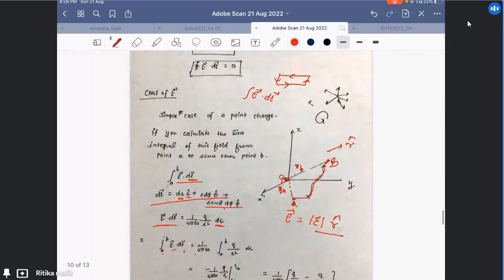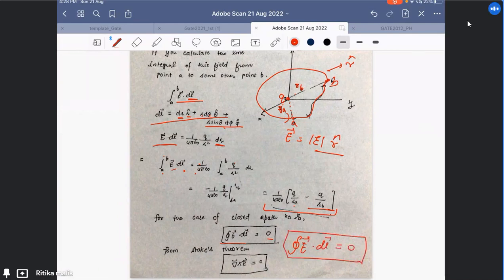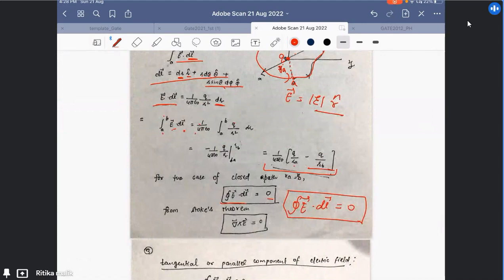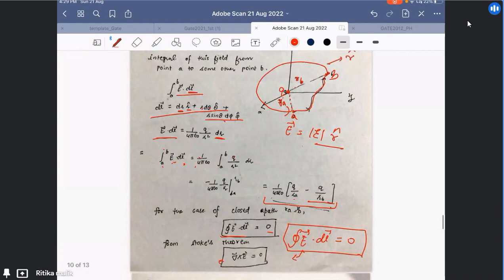Now, if we calculate over the closed curve, that is, we start from A and come back to A, in that case RA will become RB, and the result will become zero. The closed integral of the electric field dot dl will become zero, not the electric field. So this is one of the equations which says that the closed integral of E dot dl is zero. Similarly, as I have done earlier for the divergence form, we can also have the differential form of this, which is given by Stokes theorem. I am not going to do this here because it is not useful for us for the time being. I'll do it next time. The main concept here is that the closed integral of E dot dl is going to be zero.